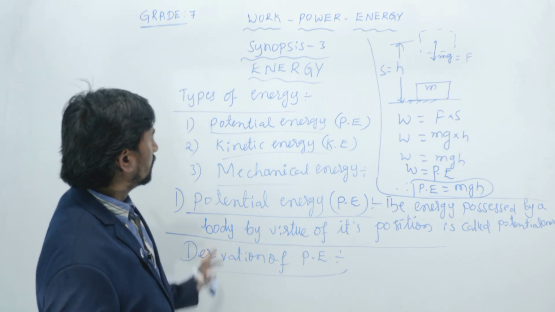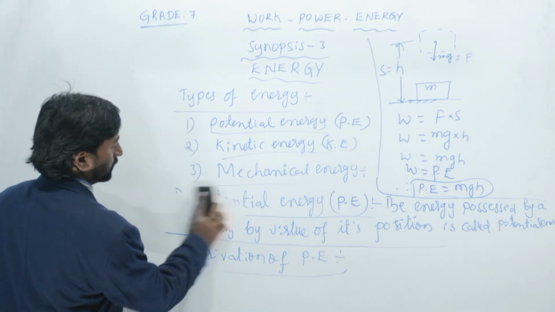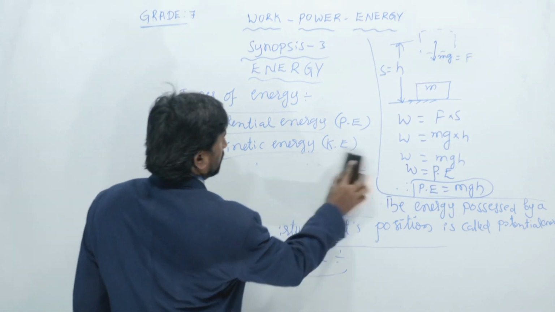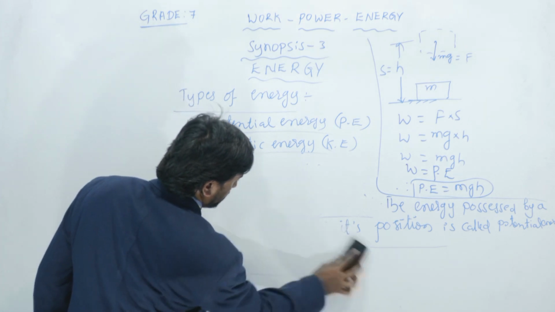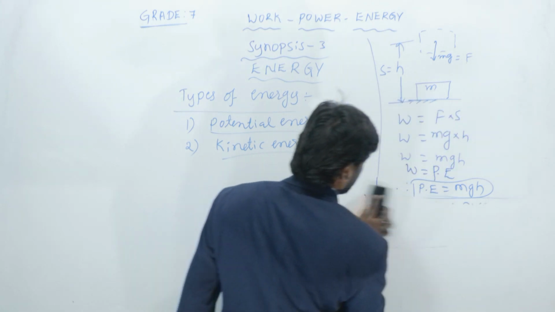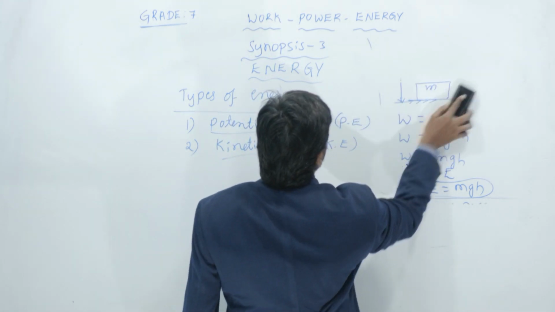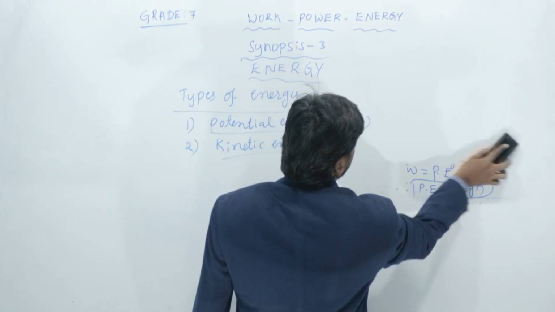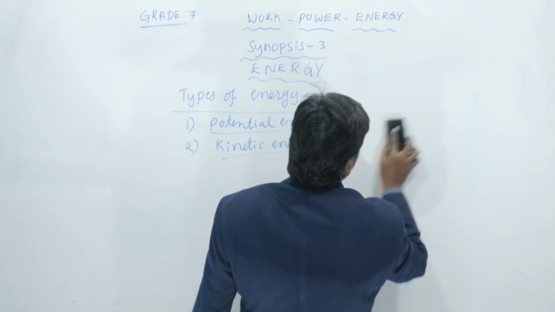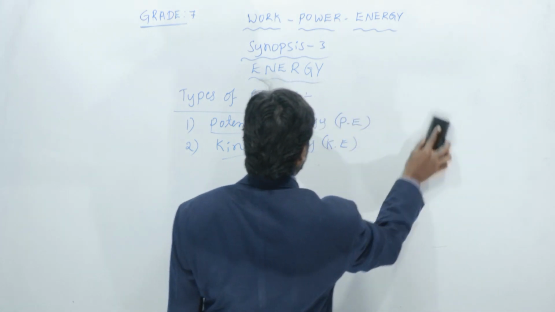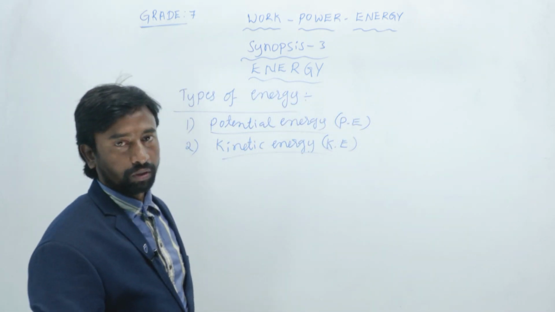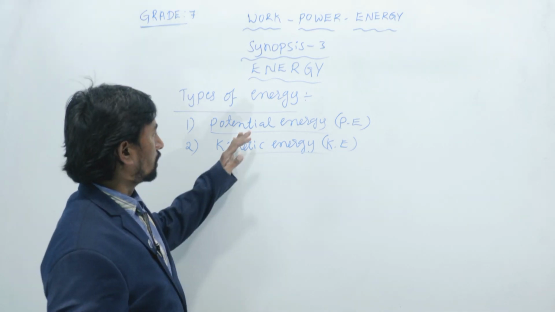Now we'll see kinetic energy. Next one is the kinetic energy. In potential energy, we change the state of the body. Kinetic energy means the body is in motion. If the body is in motion, work is done to bring the body into motion. We need to apply a force, and that force does work on the body. That work done will be stored in the body as energy. That energy is called the kinetic energy.